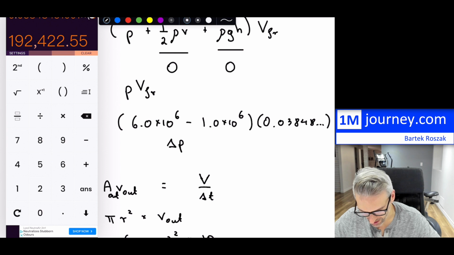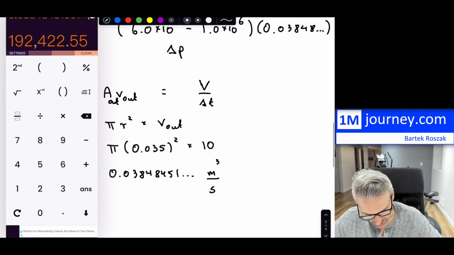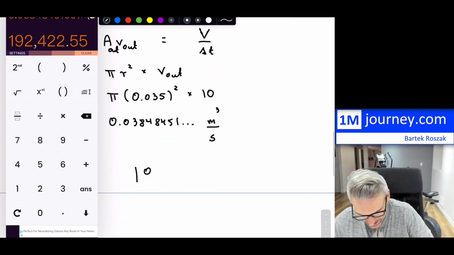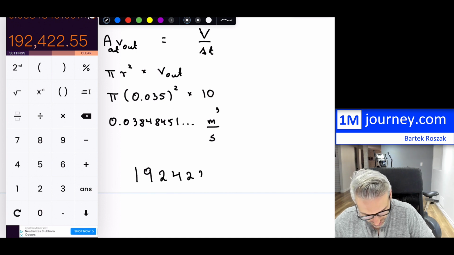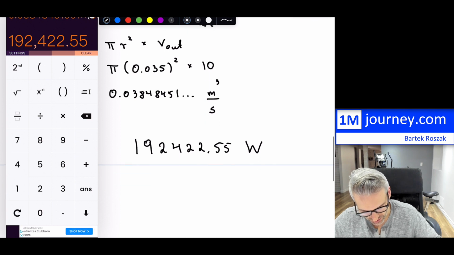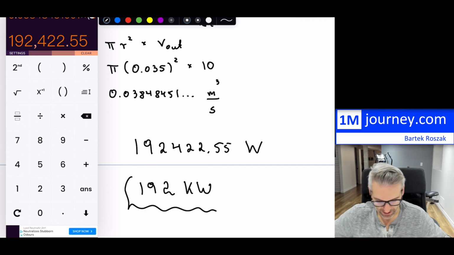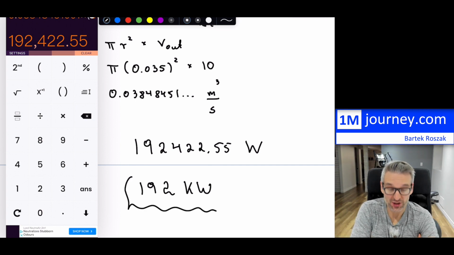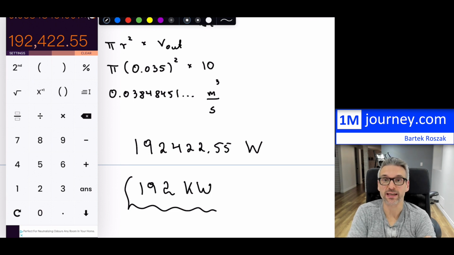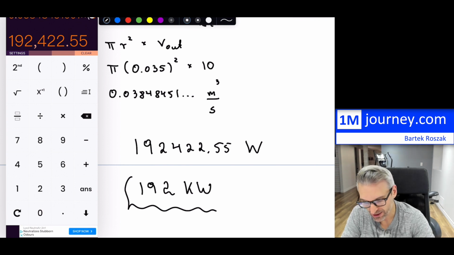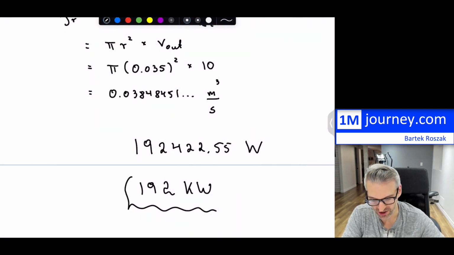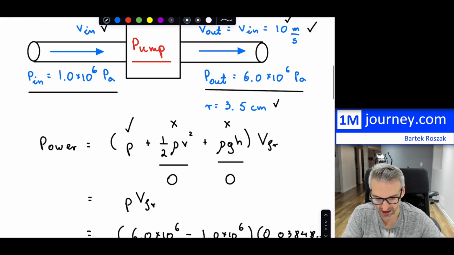So those are the two. So my answer as a whole is 192.4. Now keep in mind this is watts, so you can change it to kilowatts, which is approximately 192 kilowatts to 3 significant digits. So that's actually quite a lot of power that we would need. So it's quite a big pump in order to keep that moving. But that's how we could calculate what the power actually is if we are given these things.